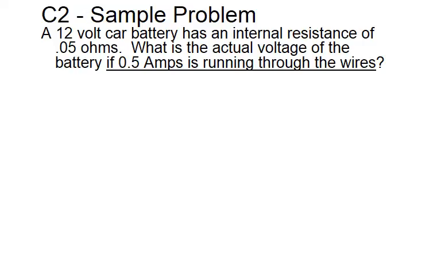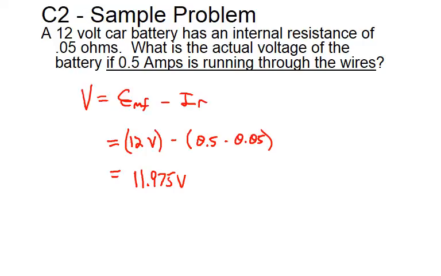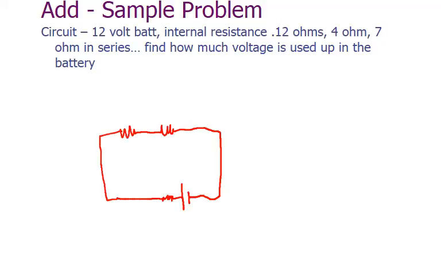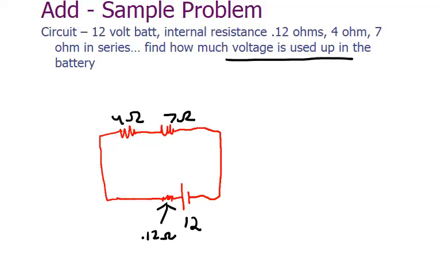One of the things that can be very helpful for us if we're working through one of these is, let's go ahead and set up this here. So we have a 12-volt cell. The internal resistance inside there is 0.12 ohms, very small. We have a 4 ohm and a 7 ohm resistor in series. How much voltage is used up in the battery? How much is used up?